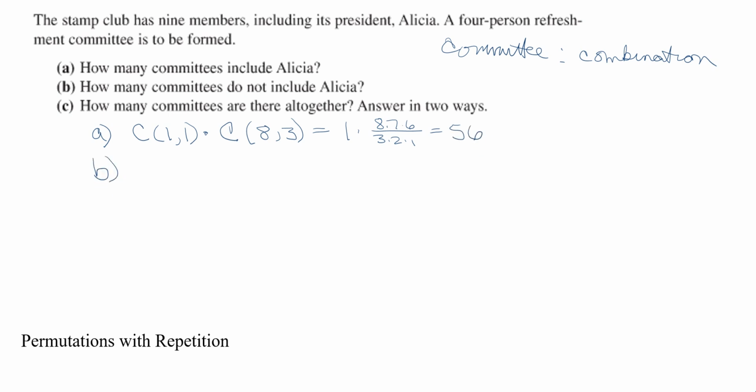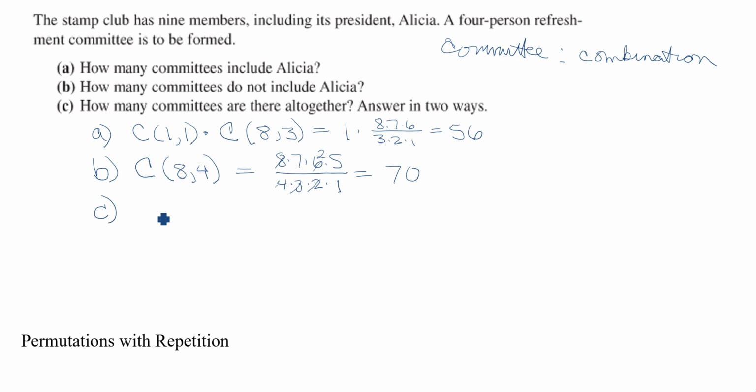B, how many do not include Alicia? Well, committees are still combinations. If Alicia is not there, there are 8 people, and we want 4. So that gives me 8, 7, 6, 5, divided by 4, 3, 2, 1. And so when I multiply that out, 4 and 2 cancel the 8, 3 goes into 6 twice. That gives me 7 times 10, or 70.